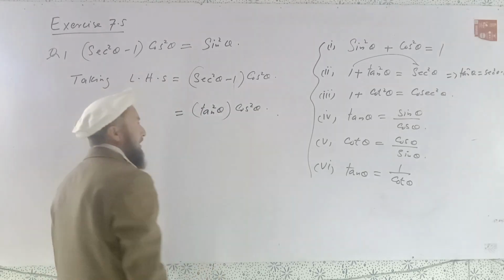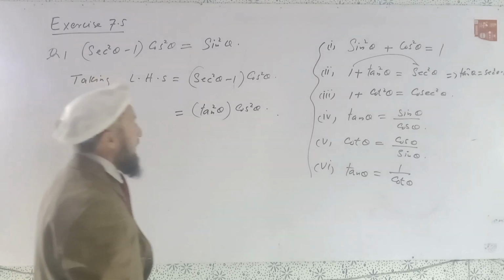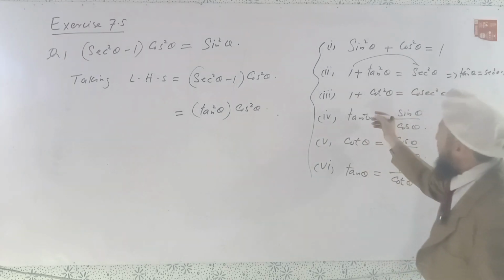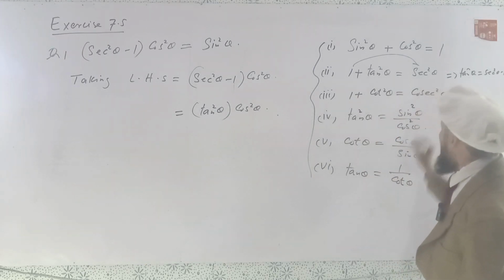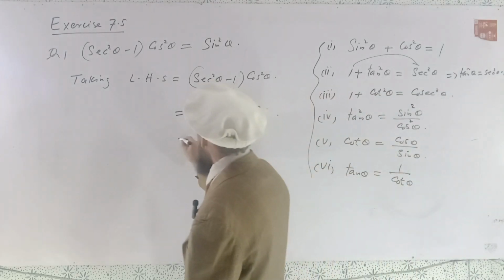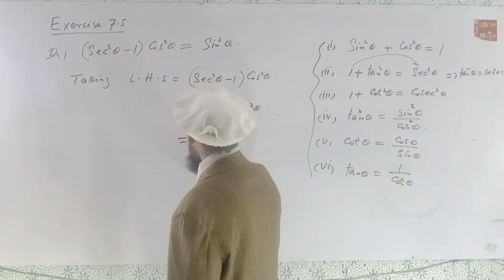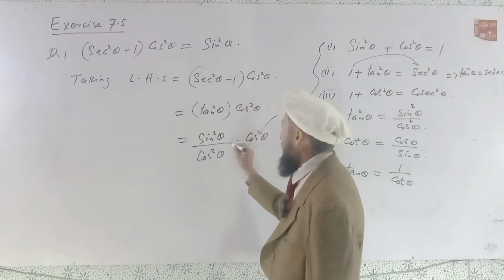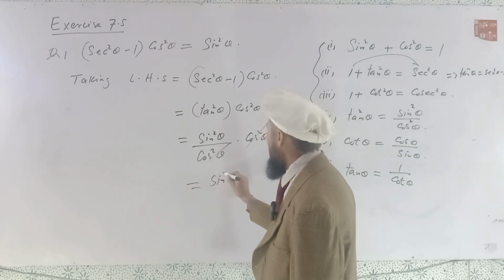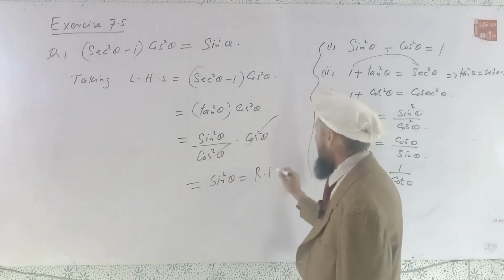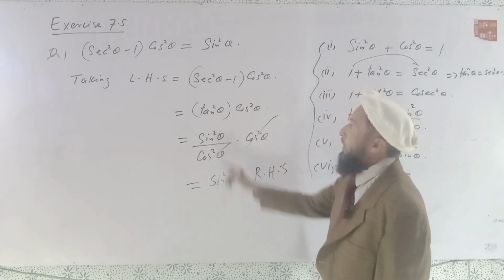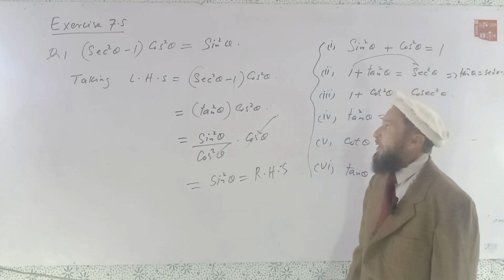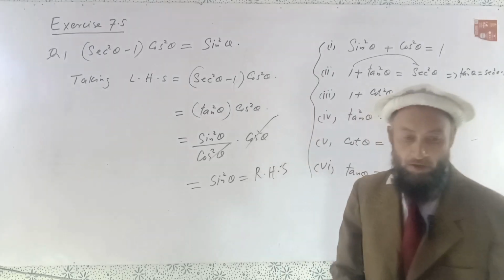Cos square theta is multiplied. Similarly, here tangent square theta, and tangent theta is sin theta over cos theta, but here is square, so we take the square also. It means sin square theta divided by cos square theta into cos square theta, both are cancelled, which is the required result of the right hand side. So left hand side is equal to right hand side: secant square theta minus 1 into cos square theta is equal to sin square theta.